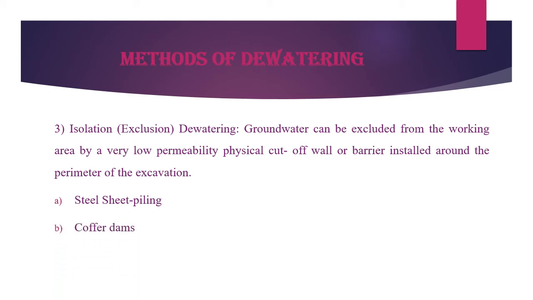Second one is coffer dam, which is a temporary structure constructed to allow the enclosed area to be pumped out. Third one, freezing. Here the state of the water is changed from liquid state to solid state, to ice. And the fourth one is grouting. In this technique, a particular fluid is injected into the ground to improve the ground properties, that is, to decrease the permeability of the soil.